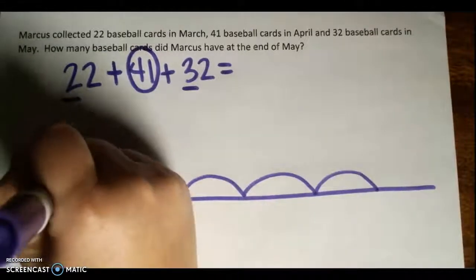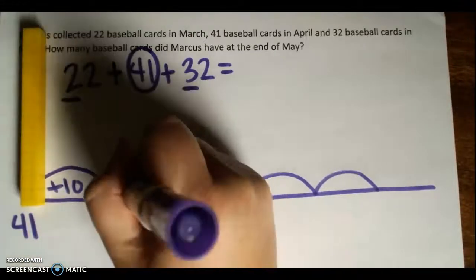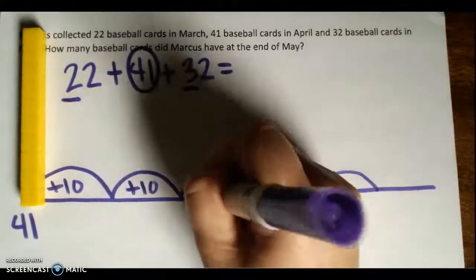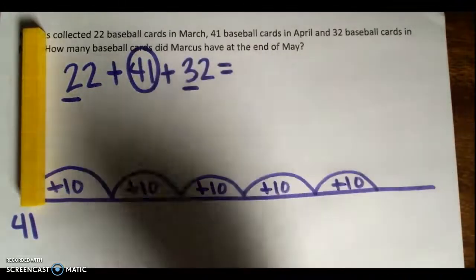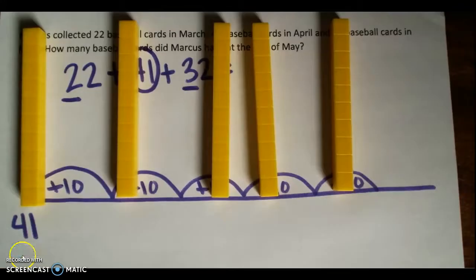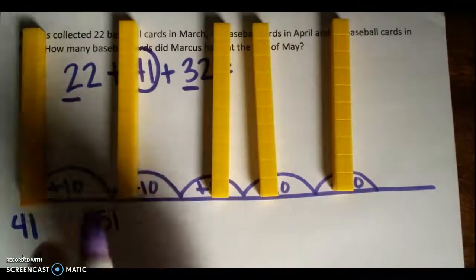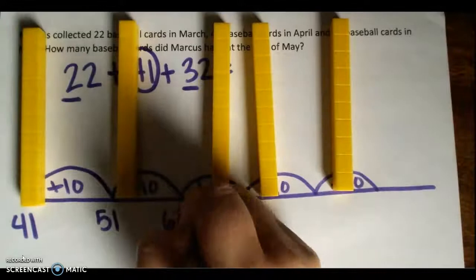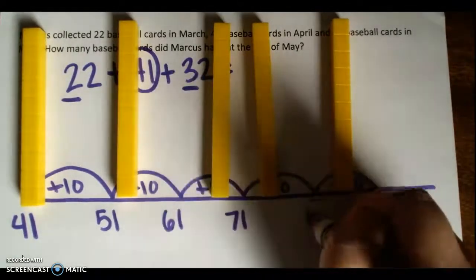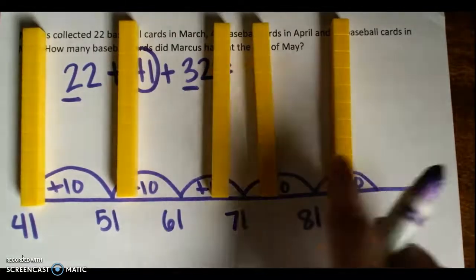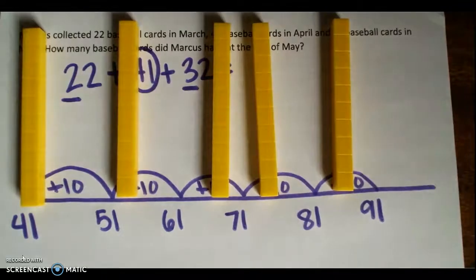Each jump, I add a 10. So 41 plus 10 is 51, plus 10, 61, plus 10, 71, plus 10, 81, plus 10 is 91. Now I've added my tens.